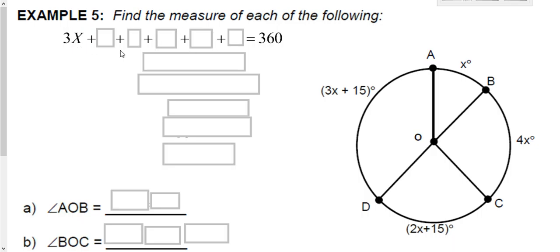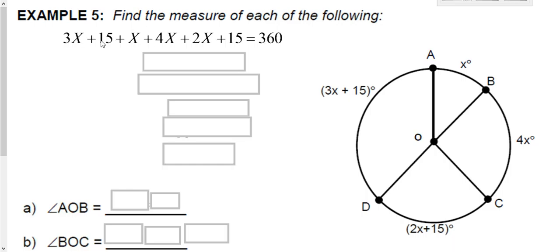I start off with the 3x plus 15 arc, this one right here. Then I add the next one, which is x, and then go around the circle. We've got 4x. Then we have 2x plus 15, the last one. So that's all the arcs. We add them up, and it equals 360.